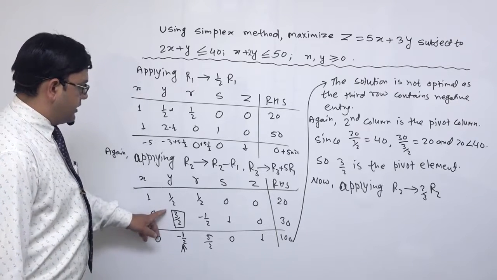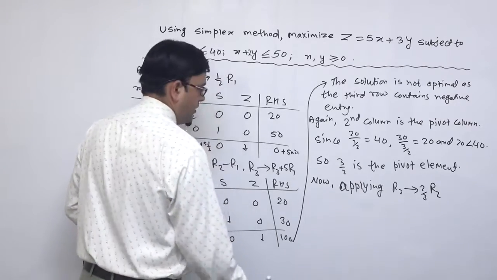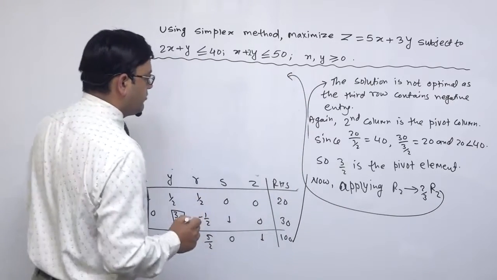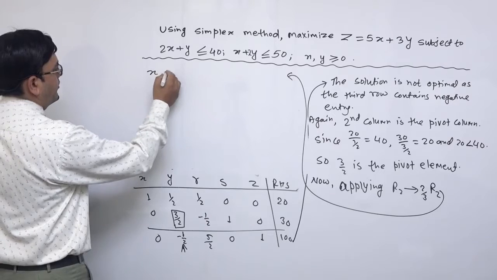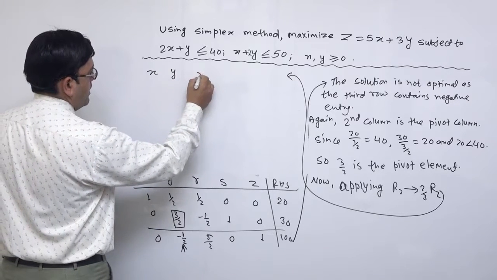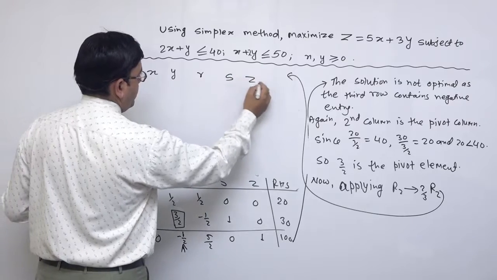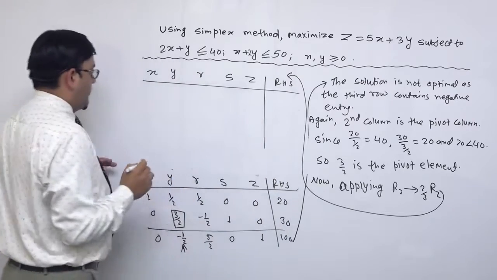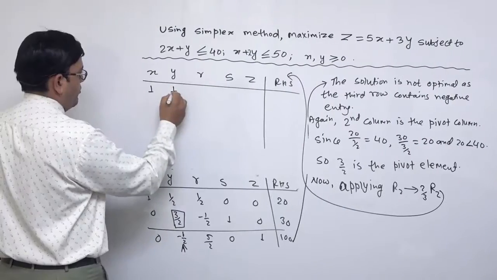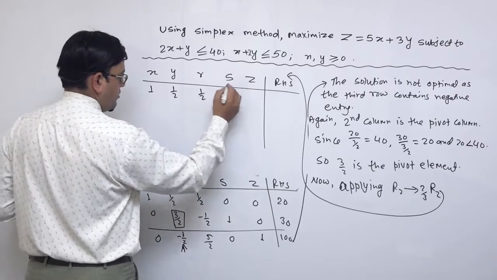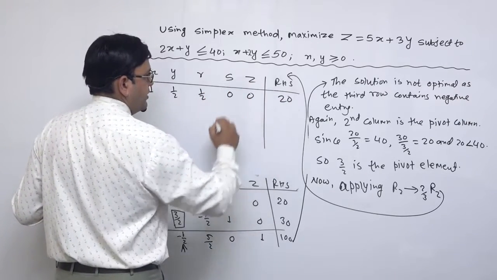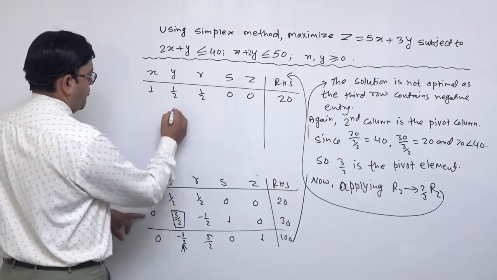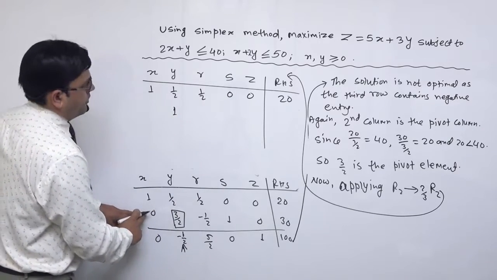Now what happens to this? We can write x, y, r, s, z and RHS. x is 1, y is 1/2, then this is also 1/2, 0, and this is also 0, and this is 20, and here we have 3/2. In R3, it becomes 1.